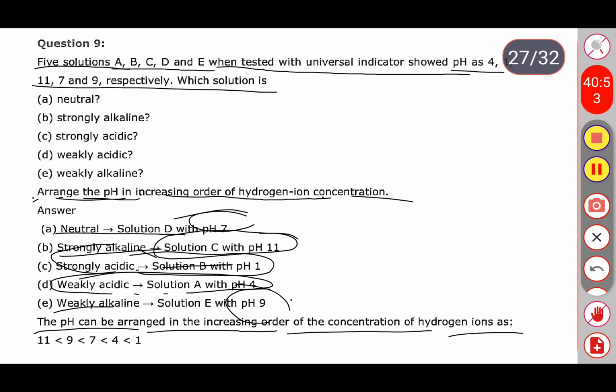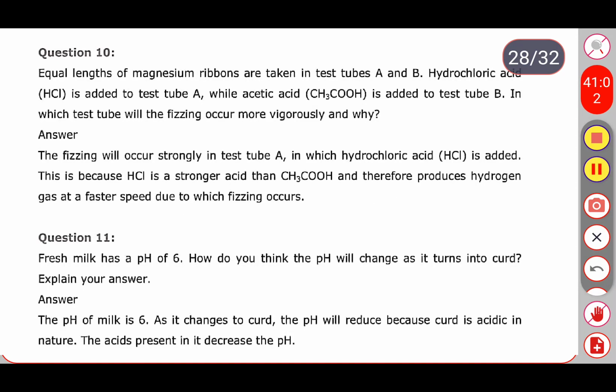Equal lengths of magnesium ribbon are taken in test tubes A and B. Hydrochloric acid HCl is added to test tube A while acetic acid is added to test tube B. In which test tube does fizzing occur more vigorously and why?